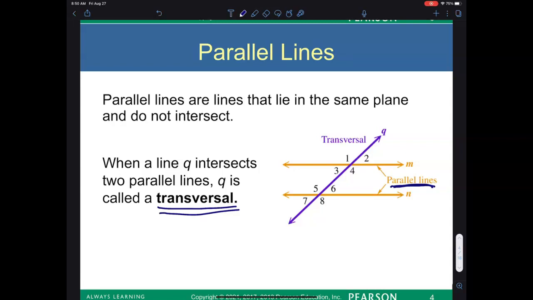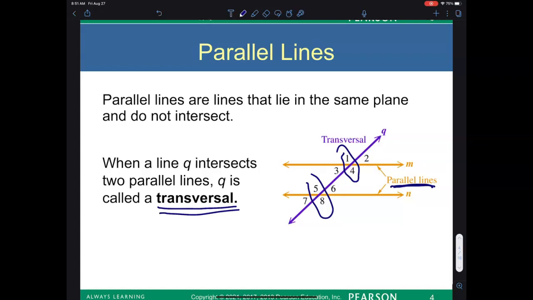But also the transversal crosses the parallels at the exact same angle. Angle 8 and angle 4 here are the same angle because the parallel lines go in the same direction and the transversal crosses them both at the same angle. So that means 8 and 4 are the same, but 4 was a vertical angle with 1, so those are the same, and 8 is a vertical angle with 5, so those are the same. So there's a bunch of angles that end up being equivalent and have relationships.